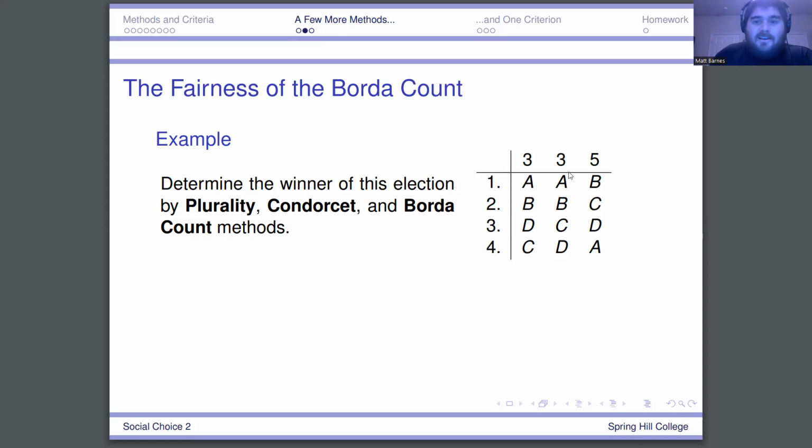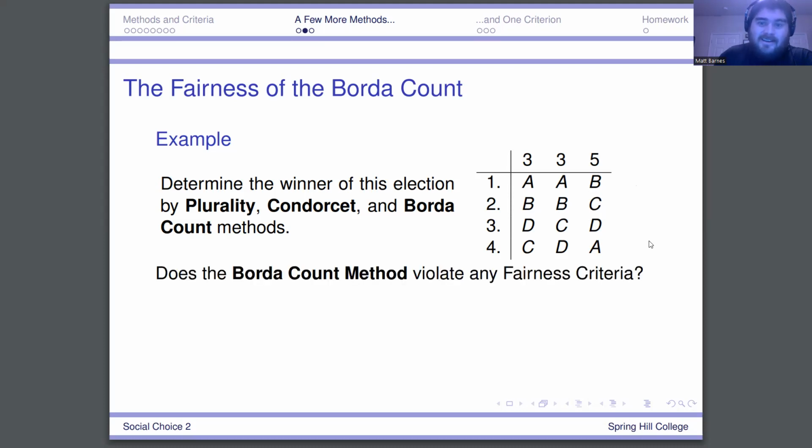So plurality, A wins. Condorcet method, A wins. Borda count, B wins. And you can see kind of the difference here. Even though B had less first place votes than A, when people didn't pick B first, it was preferred much more than A was when it didn't get first place. So you can kind of see how that ends up working out in this scenario.